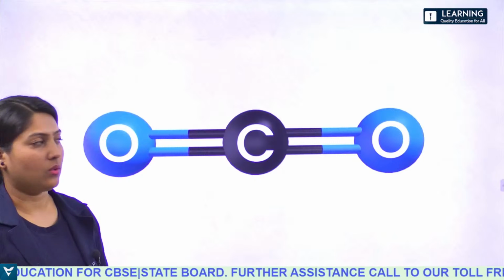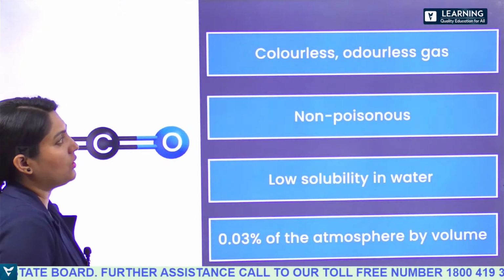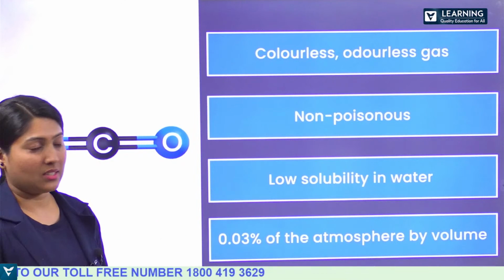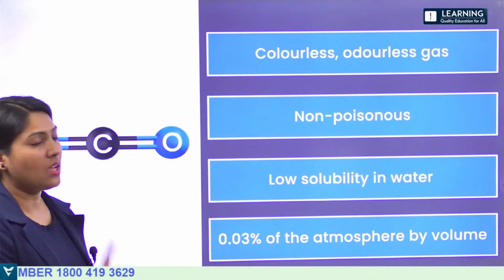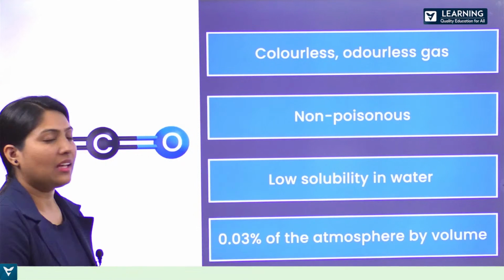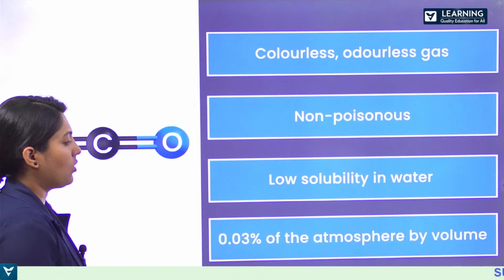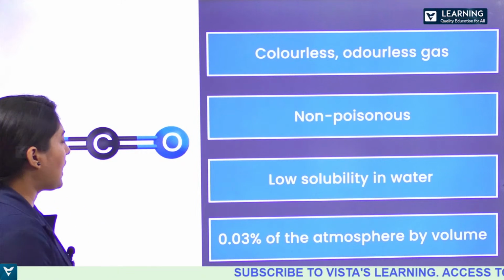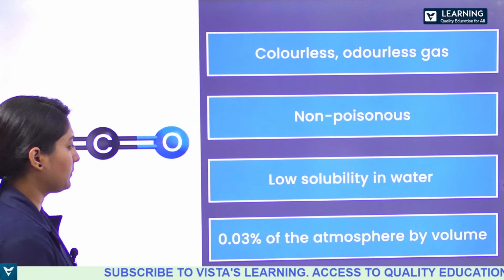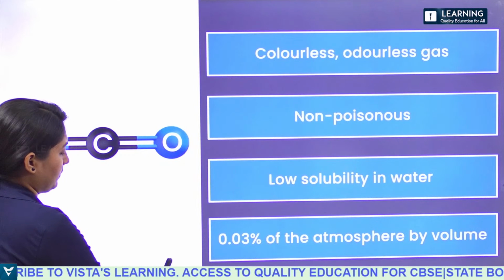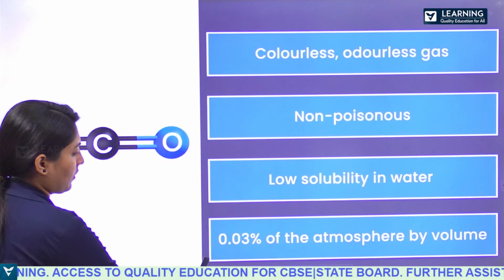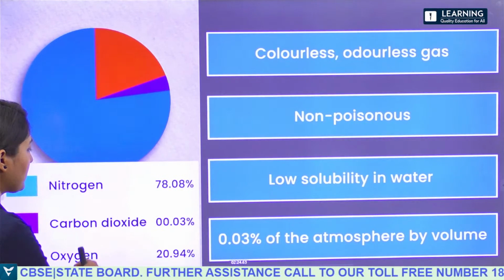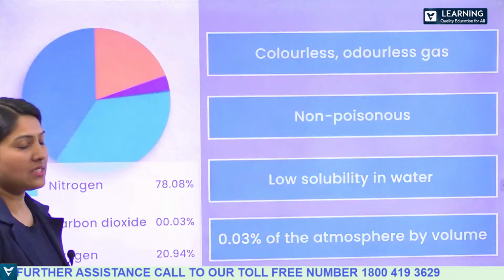Next we have carbon dioxide. This is the structure of carbon dioxide, where its physical properties are that it is colorless, as we know, odorless, and non-poisonous. Carbon monoxide is poisonous, carbon dioxide is non-poisonous. It has a low solubility in water. 0.03% of the atmosphere is carbon dioxide by volume. In the atmosphere we have nitrogen, carbon dioxide and oxygen, where carbon dioxide is 0.03%.